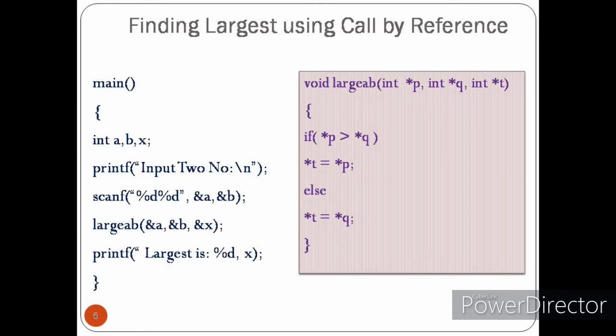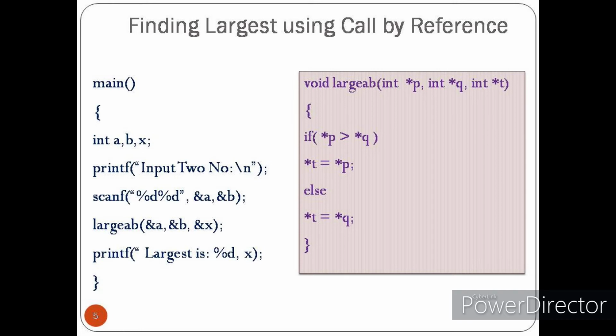In the second method for function call, call by reference, the addresses of the variables A and B will be passed to the called function. So as we see here, we have the function call largeb(&A, &B). Now we have one more variable, &X, that is for getting the resultant value.